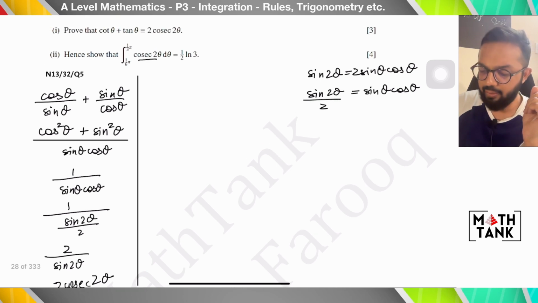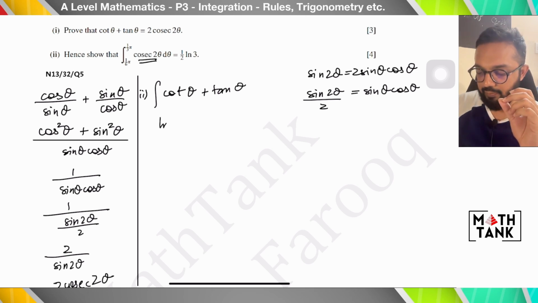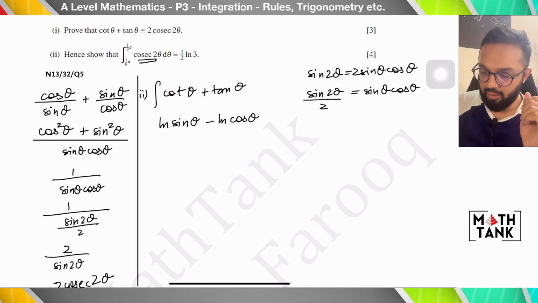Cosec 2 theta. I don't know the integration of cosec 2 theta at all. So since it says hence, I'm going to replace this with this and say that I know the integration of cot theta, and the integration of cot theta is ln sine theta, and the integration of tan theta, which we just did in the previous question, is minus ln cos theta. And the limits are pi over 6 to pi over 3.